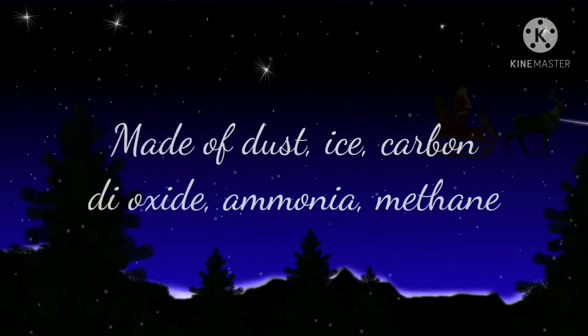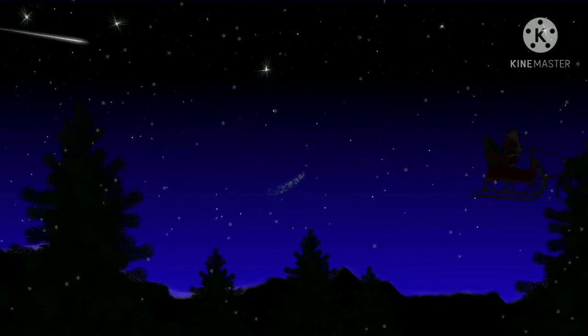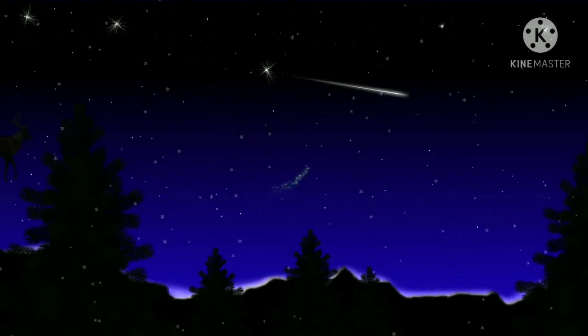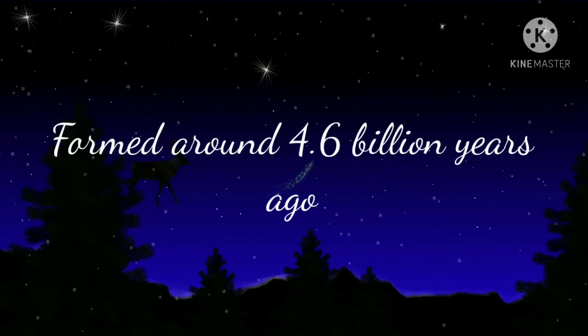They are made of dust, ice, carbon dioxide, ammonia, methane, and more. The building block of comets is dust particles coated with water, ice, and other molecules. These particles combine to form icy rocks that join together because of the force of gravity. The material present in a comet is from the time when the solar system was formed. According to some astronomers, comets formed around 4.6 billion years ago.